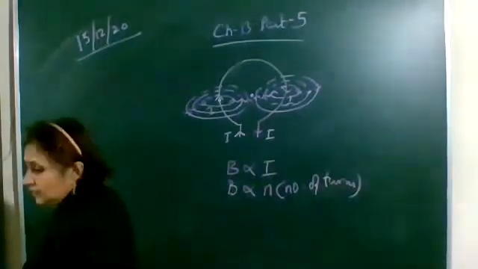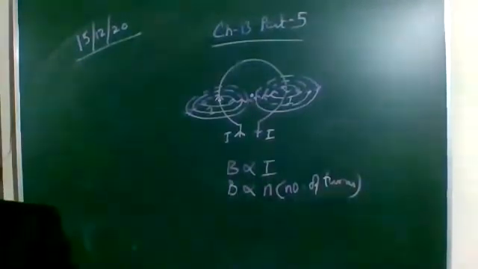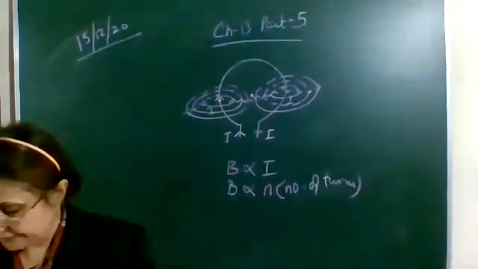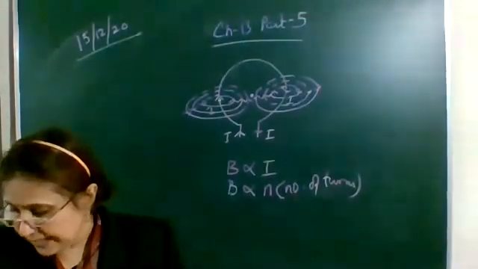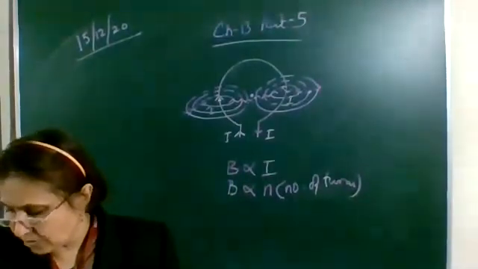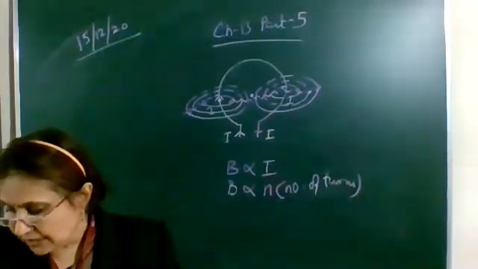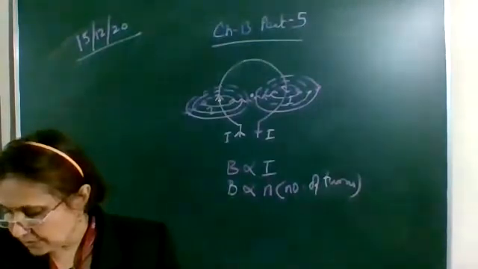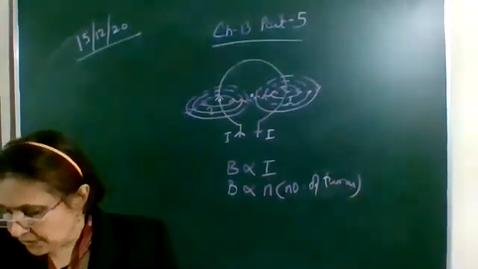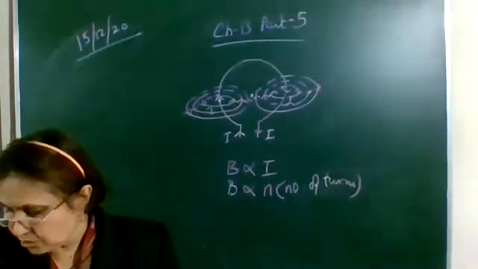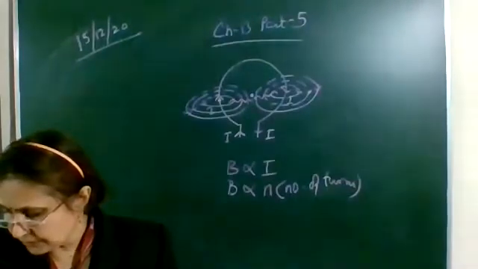Okay, now here one activity is given. To see the pattern of these magnetic field lines, take a rectangular cardboard having 2 holes. Insert a circular coil having a large number of turns through them, normal to the plane of the cardboard. Connect the ends of the coil in series with the battery and a rheostat as shown in the figure. Sprinkle some iron filings uniformly on the cardboard.